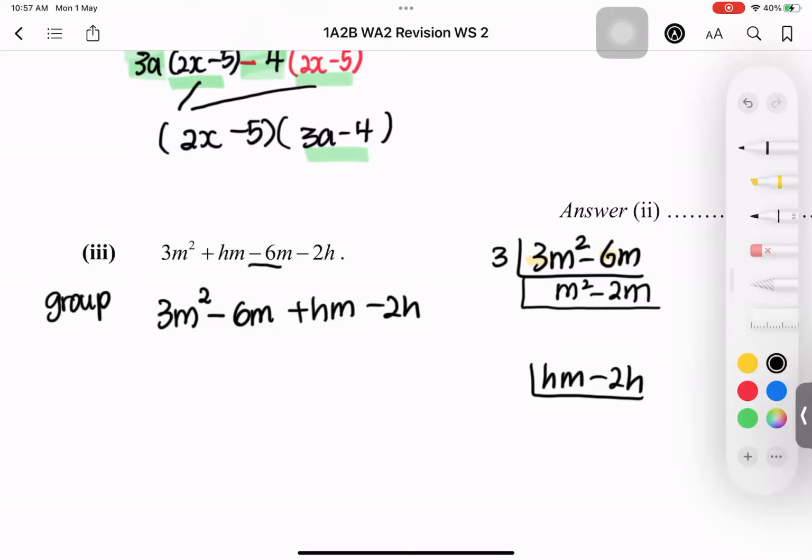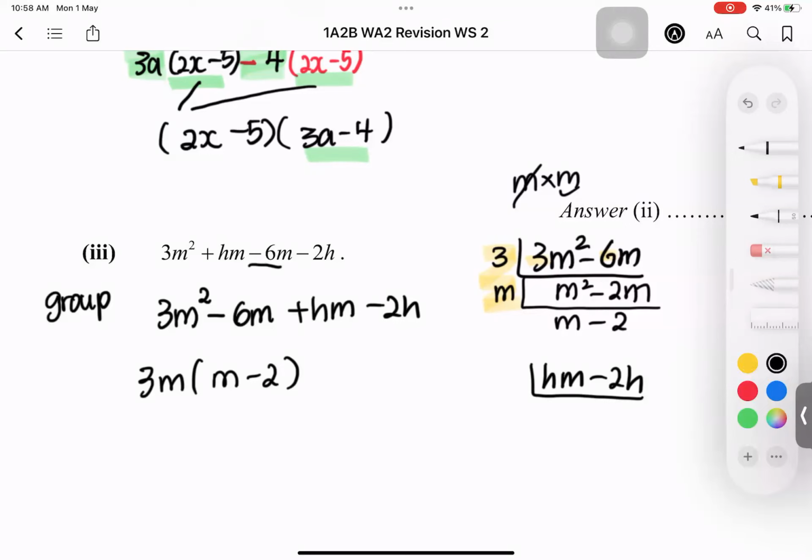m. m, very good. Left m square. Take m square is m times m. I take out one, leave m over here, minus 2. So my first part over here, I will have 3m bracket m minus 2. How can I factorize out the second portion? Anyone?